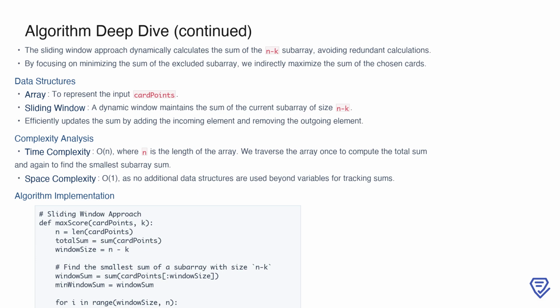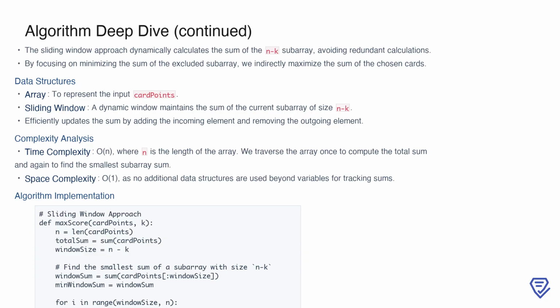In terms of data structures, we primarily rely on the input array, cardPoints, to hold the card values, and the sliding window technique to dynamically manage the subarray. The sliding window itself is implemented using variables to track the current window sum and the minimum subarray sum. This makes the approach both efficient and simple.